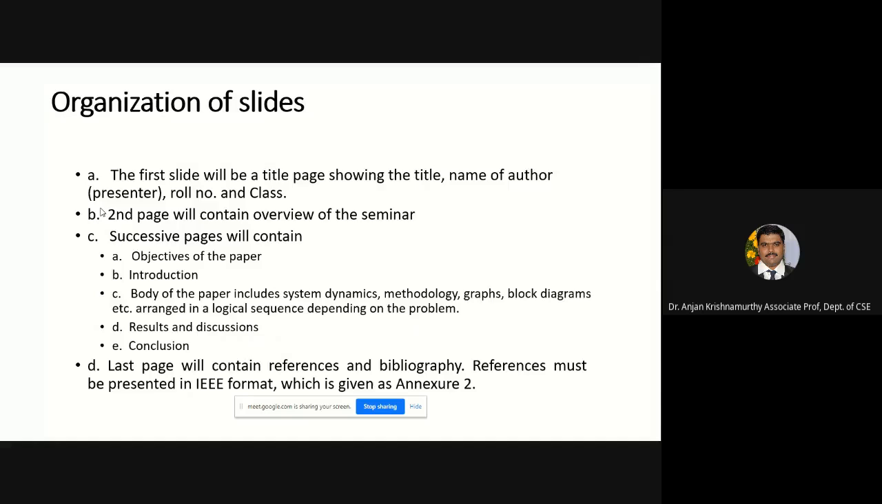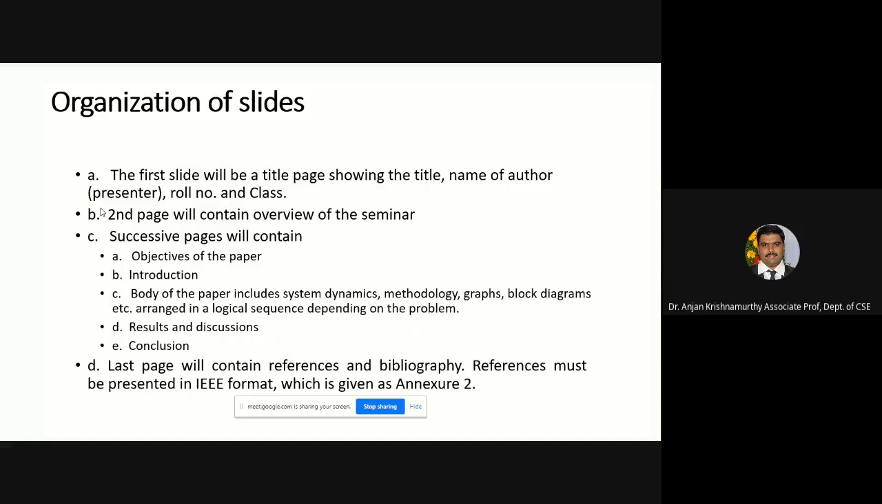The second slide should be an overview of what you are trying to discuss in that particular seminar. The successive pages of that presentation will contain the objective of that particular paper, the introduction in brisk points, the body of the paper that talks about methodology, graphs, block diagrams, logical sequences, and so on, and the results and discussion that the paper has made. It is not your results and discussions.